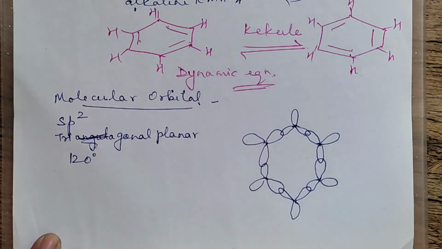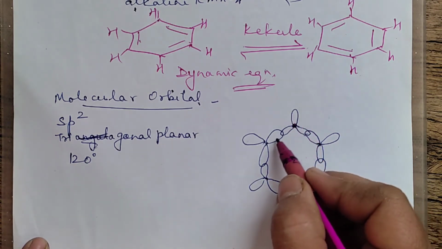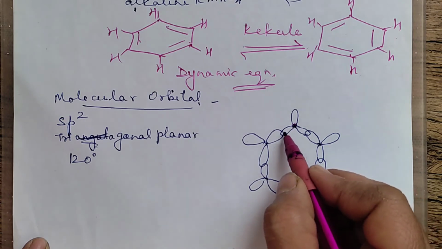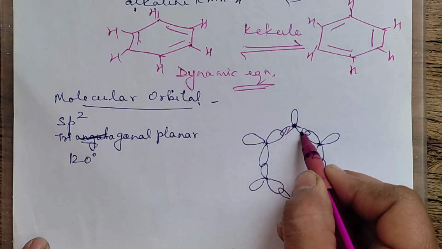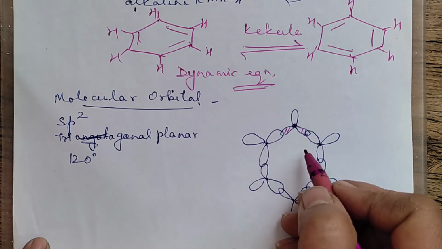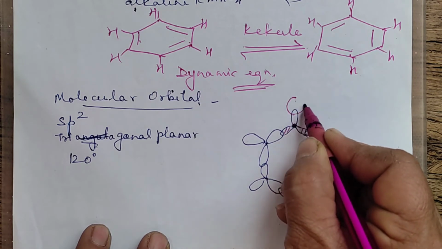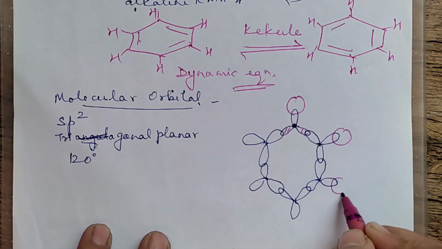Just see how the bonds are being formed. On each carbon atom there are 3 sp2 hybrid orbitals, of which 2 are overlapping with the 2 sp2 hybrid orbitals of the neighboring carbon atoms, and the third one is overlapping with the 1s orbital of a hydrogen atom.